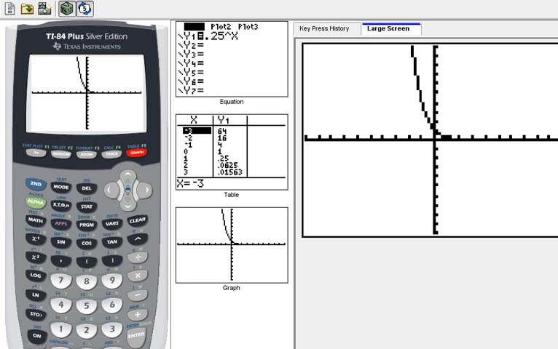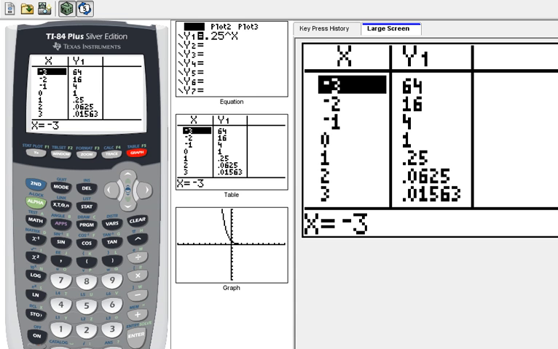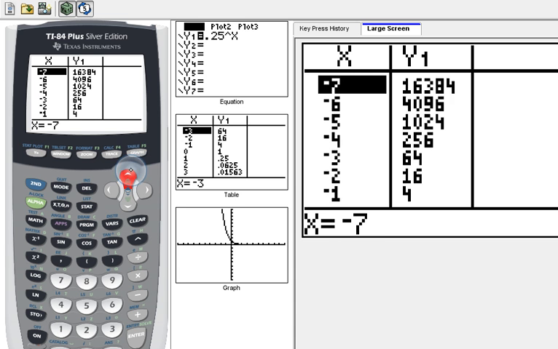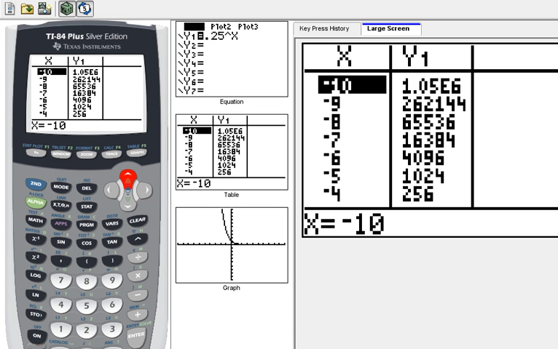Okay? So again, I want you to be able to plot some of these points from this table. So I'm going to go to my table and get some specific points to plot. This time, as our x's get smaller and I move that way, my numbers are getting bigger. At -4, it's 256. At -5, it's 1024. And it's getting bigger and bigger and bigger. It's going into scientific notation there. When x is -10, then my y value is 1.05 times 10 to the 6th. So that's 1,050,000. Okay, so lots.